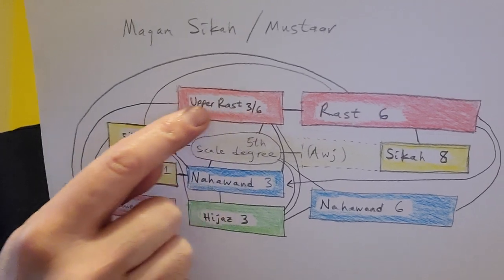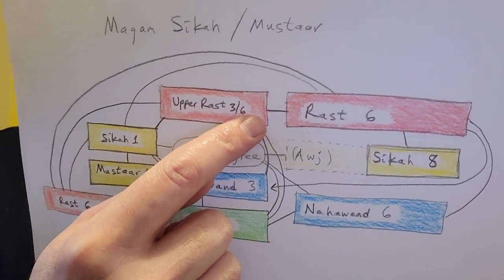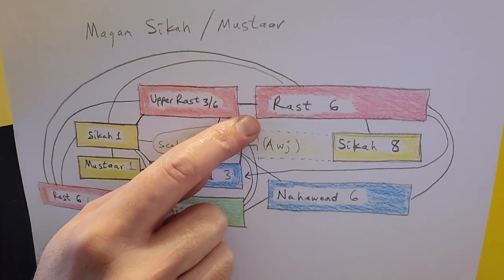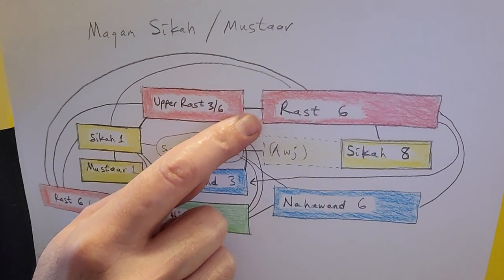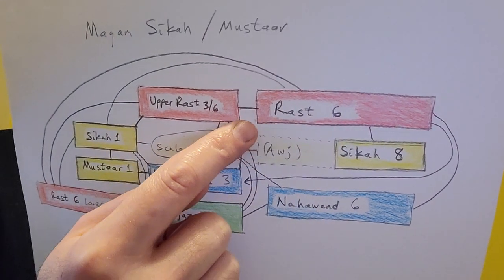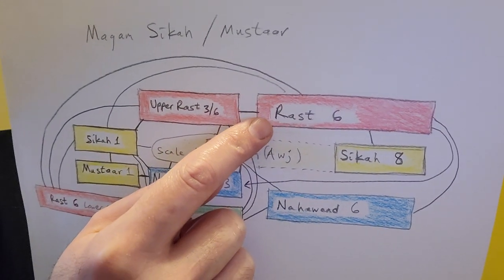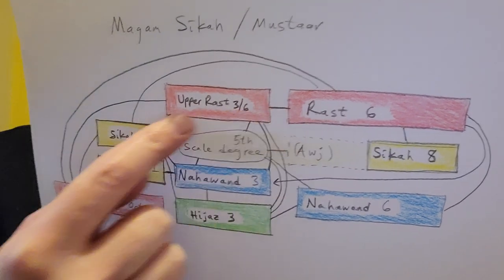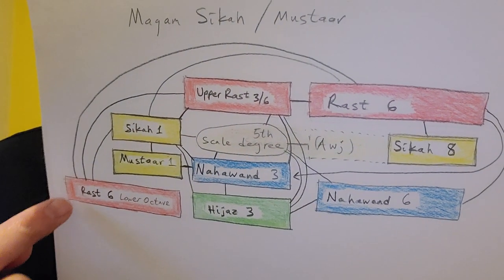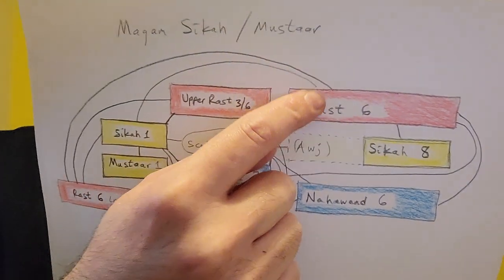This is the upper half of maqam rust, what we call jins upper rust, and you can check out the lesson on that. And if we go above this, 6, 7, 8, 9, 10, 9, 8, 7, 6, we have rust on 6. 6, 5, 4, 3, 2, 1, 7, 6, answered by rust on 6 in the lower octave.